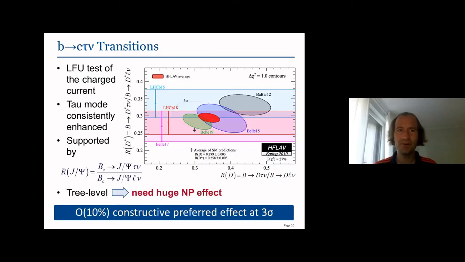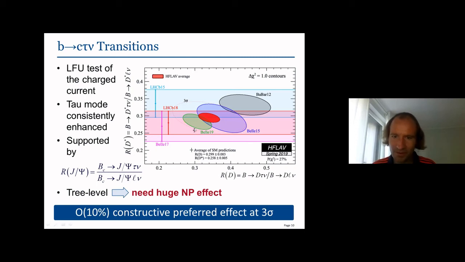For b to c tau nu transitions, it's a little bit different. So also here, you test lepton flavor universality in the charged current, but you compare tau modes to the modes with light leptons. This is already mediated at tree level in the standard model, so it's much more difficult to get a new physics effect here. And also reconstructing taus is quite difficult. And here in these ratios, you cannot neglect the tau mass because 1.7 GeV is not negligible compared to the B mass of something like 5 GeV. So this is why the form factor dependence doesn't drop out exactly.